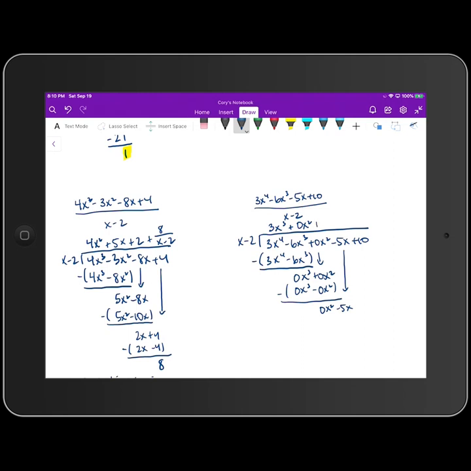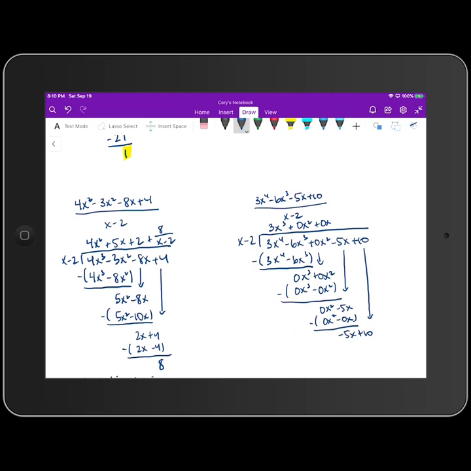What times x gives me 0x squared? Well, that's 0x. When I distribute, we get 0x squared minus 0x. My apologies. And then when we subtract, that gives me negative 5x. We bring down the next term in line, plus 10.